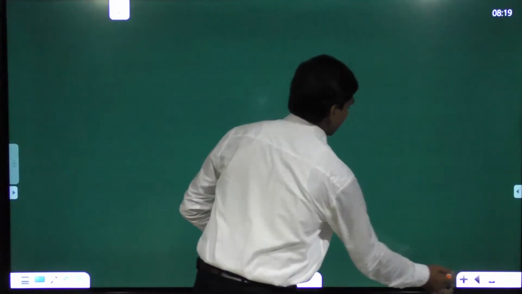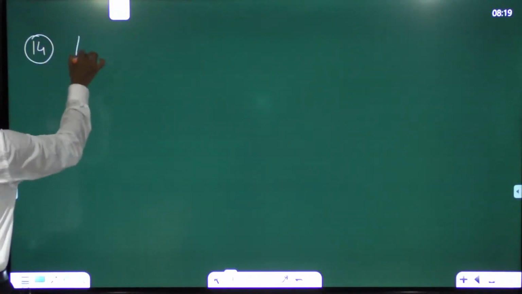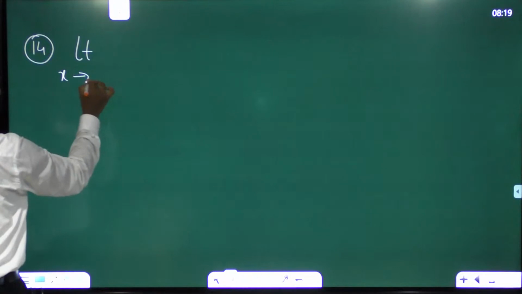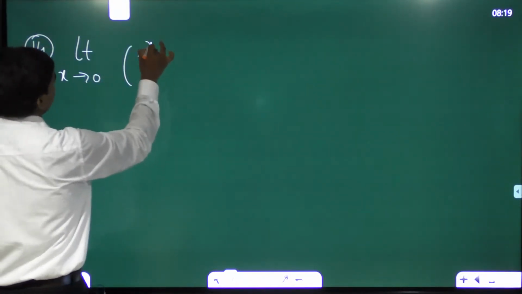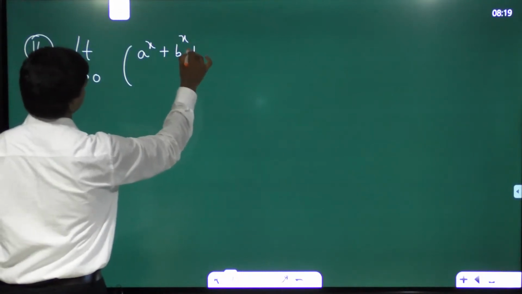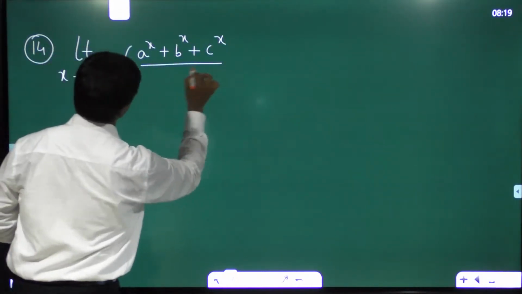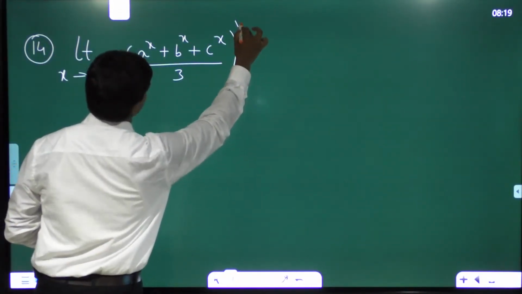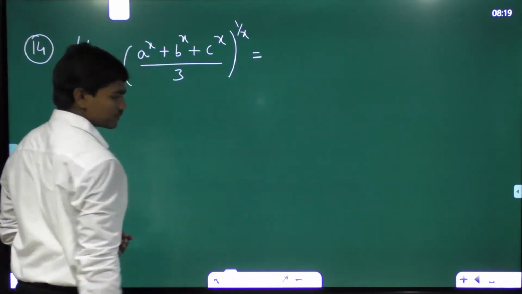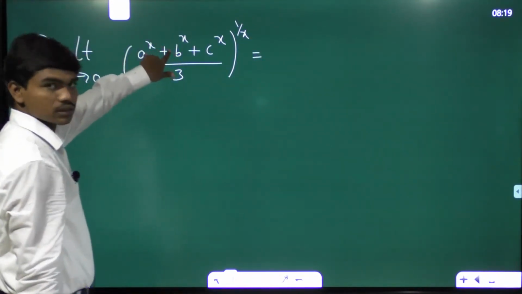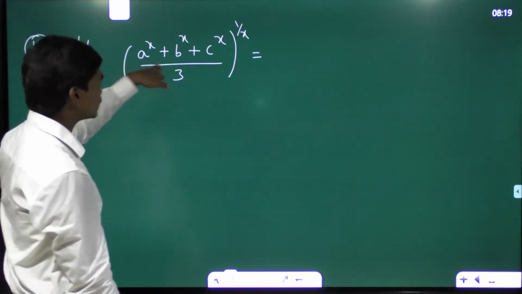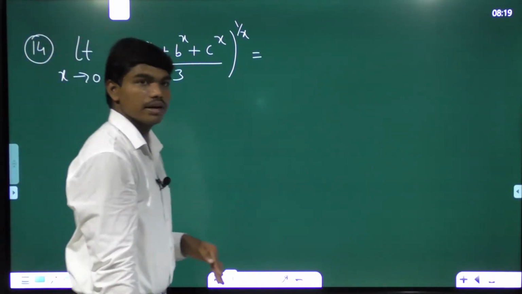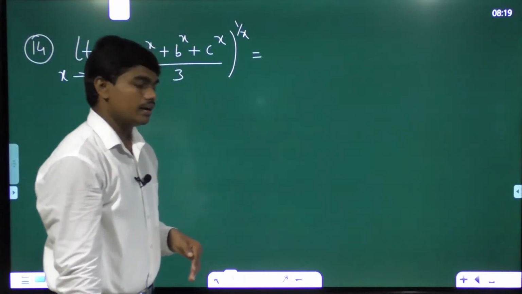Okay, so next, I would like to write one result. Limit x tends to 0, which is basically the extension of the 13th limit: (a power x plus b power x plus c power x divided by 3) whole power 1 by x. Could you guess what's the answer for that? When there are two constants included here, the answer is square root of ab. So when there are 3 constants involved, what could be the answer? Any guess from your side?